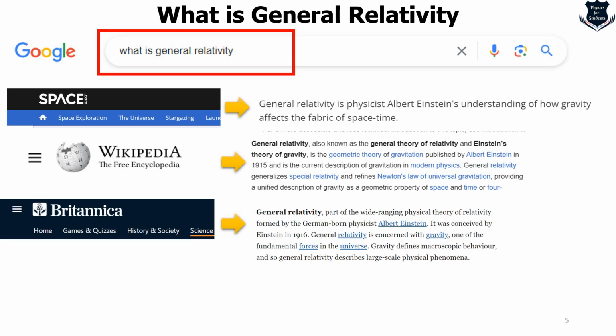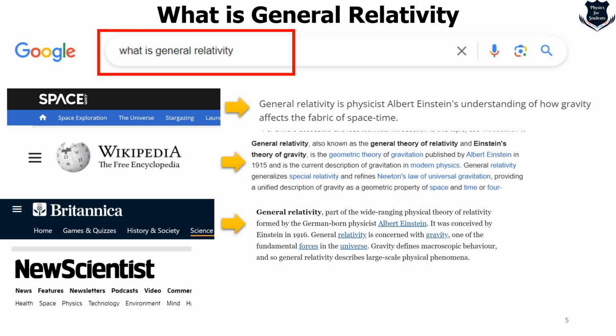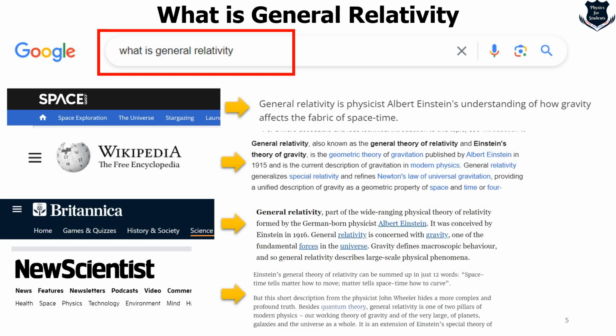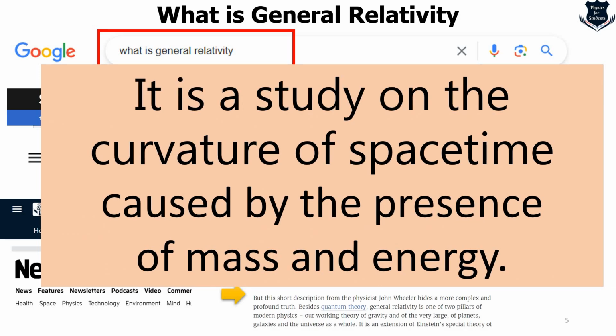Further, Britannica also gives you something similar to Wikipedia, and New Scientist also gives that it is a theory of Albert Einstein. So what I'm trying to tell is that all these 3-4 definitions of general relativity, when you search on the internet, actually talk of one single thing. What is that? It is a study on the curvature of space-time caused by the presence of mass and energy. That means somehow it is related to the geometry, and the change in the geometry, or the trampoline that you saw, is caused by the presence of mass and energy, and this is actually a curvature of space-time.